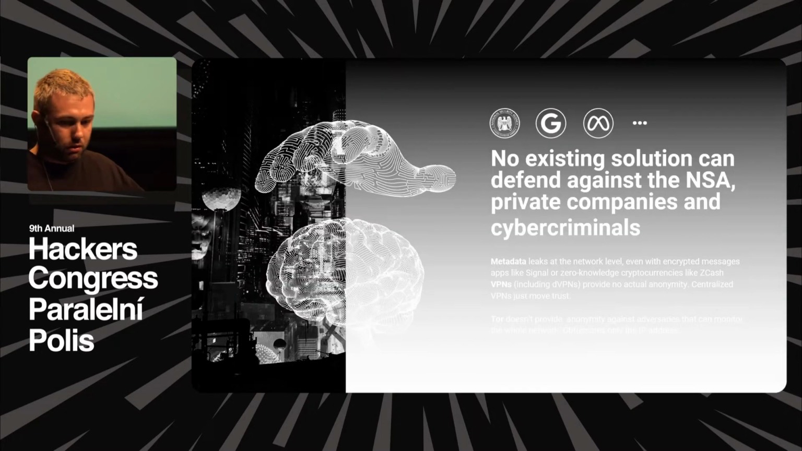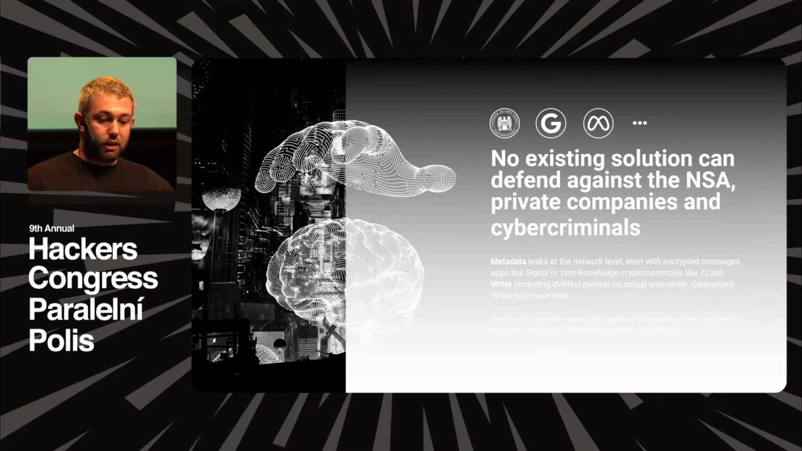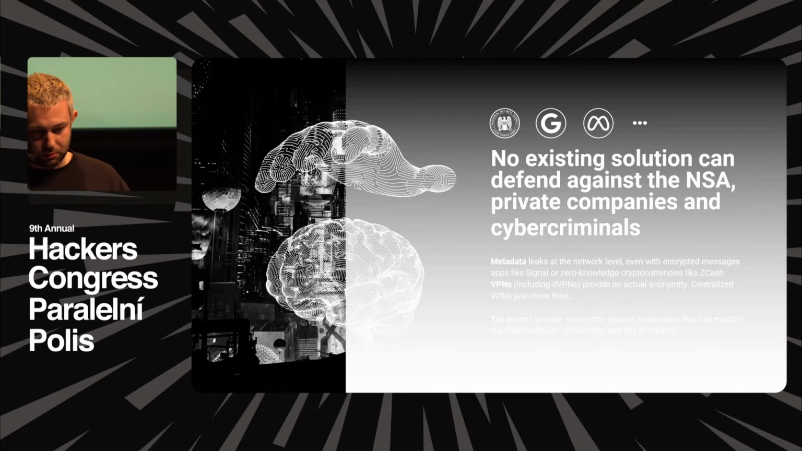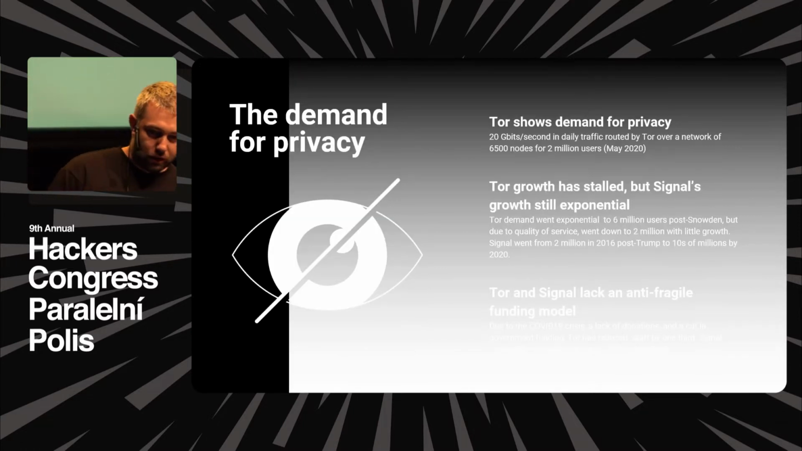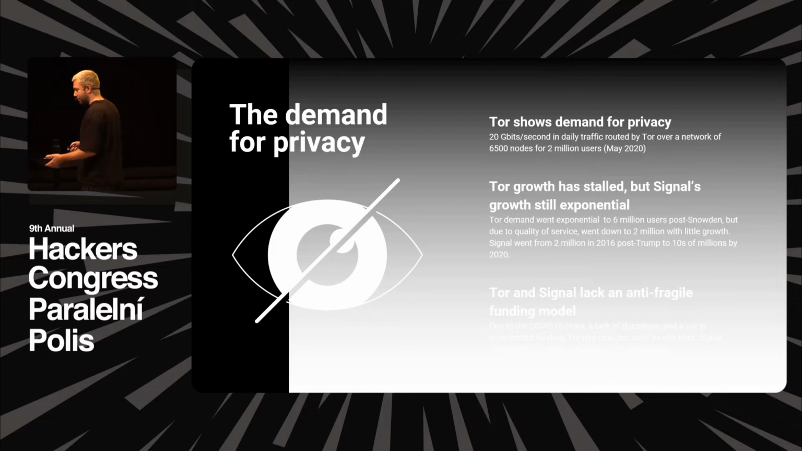But ultimately, there's not an existing solution that can defend against the level of global passive adversary that people like the NSA or Google or Meta represent, especially as soon as we start talking about machine learning enabled data crunching that can be used to start de-anonymizing people. There is a big demand for privacy though. The fact that Tor has been running for so long, and has so many users and so much traffic, shows that there is a demand for privacy.